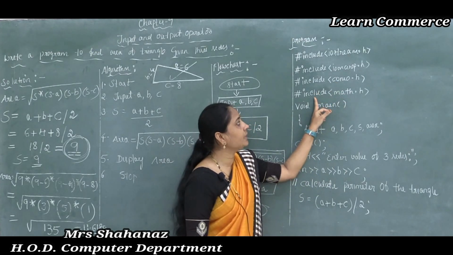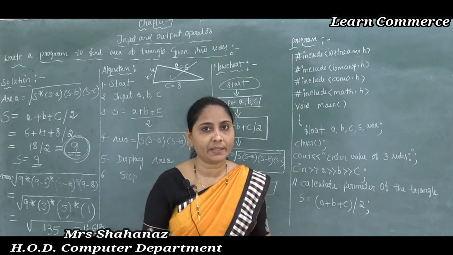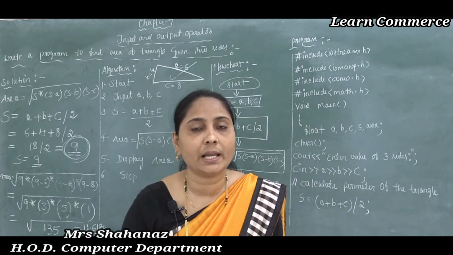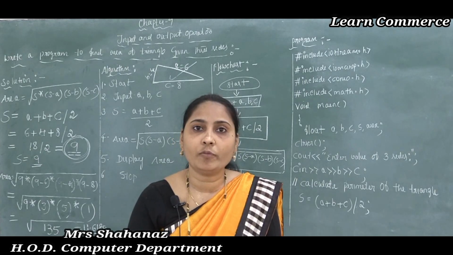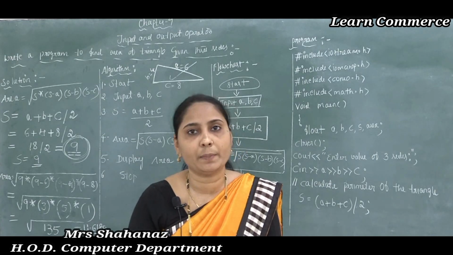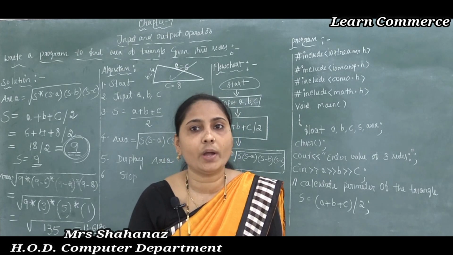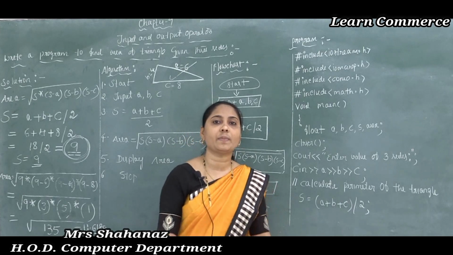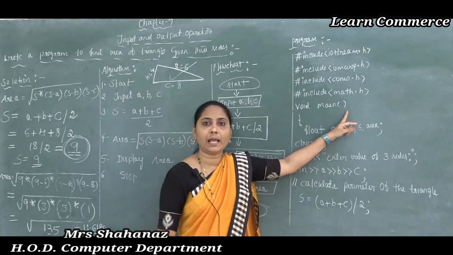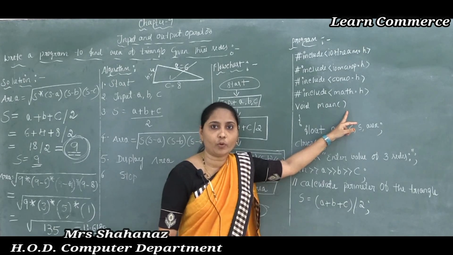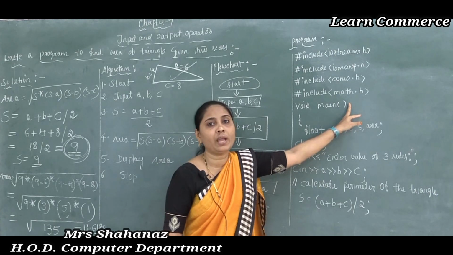And later, next one is #include math.h. The math is called the mathematical function. Because we know that mathematical function formulas are used in our program. One formula is s is equal to (a + b + c) / 2. The second formula is the square root of s into (s - a), (s - b), (s - c). So to use all those formulas, we definitely need the mathematical library function header file. So #include <math.h>, close the angle bracket.